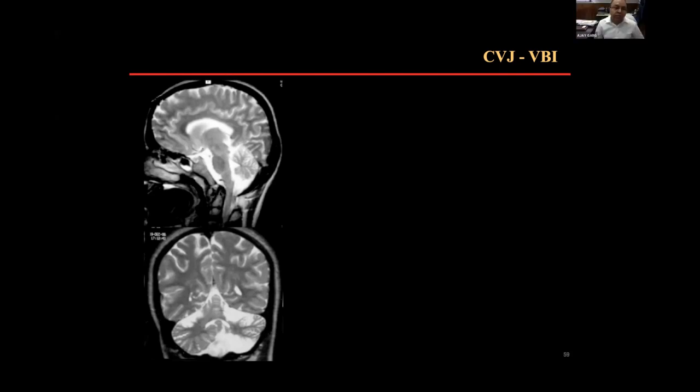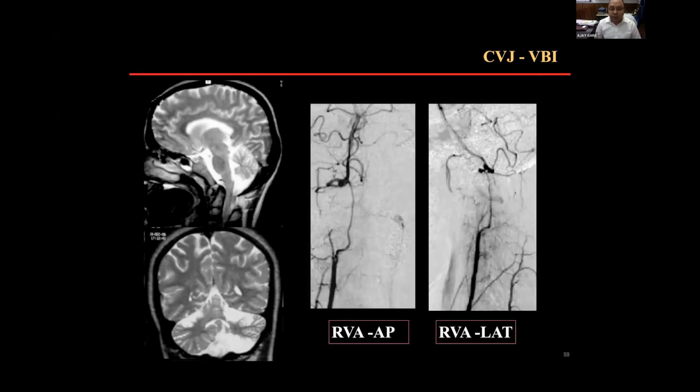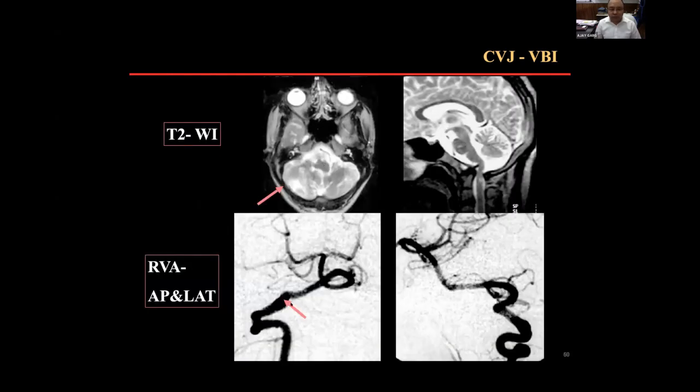So this is a case of basilar invagination with AAD and posterior circulation stroke. This was the angio done, which shows the occlusion of the vessel. Similarly, this is an example of multiple posterior circulation strokes with dissection.